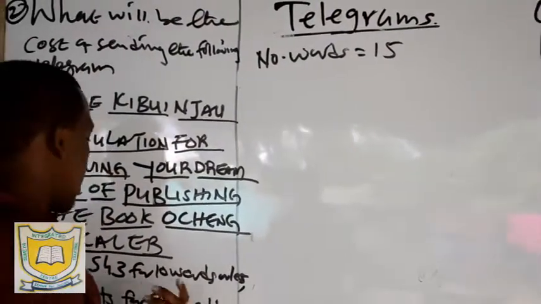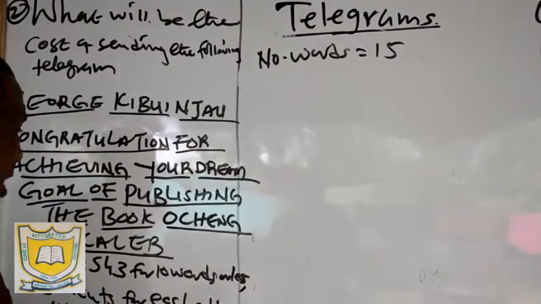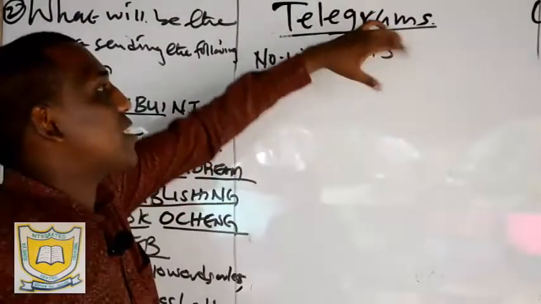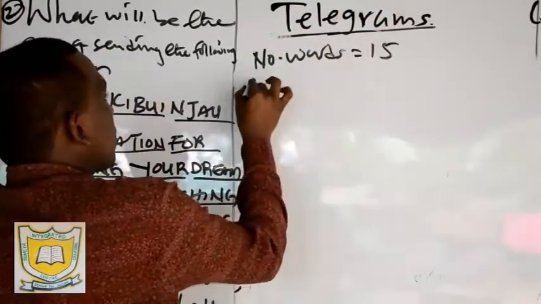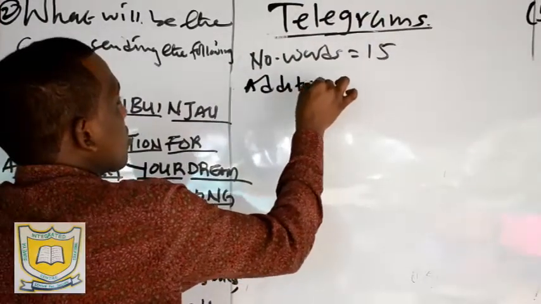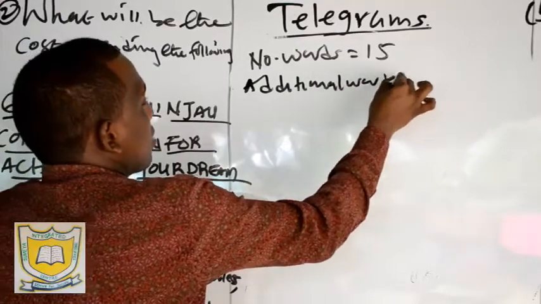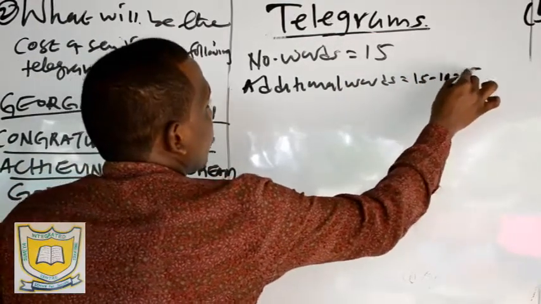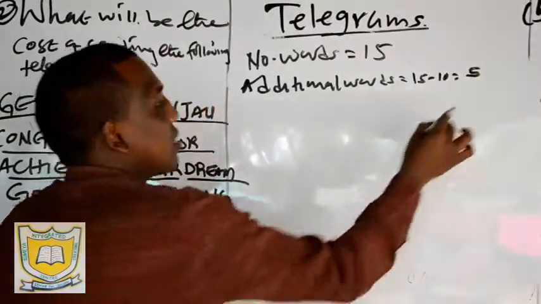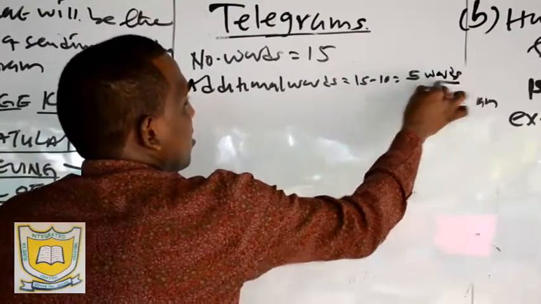So they said each additional word. Additional words means extra words. Words that come after 10 is 5. So additional words is 15 minus 10, which is 5. These are extra words. 5 words.